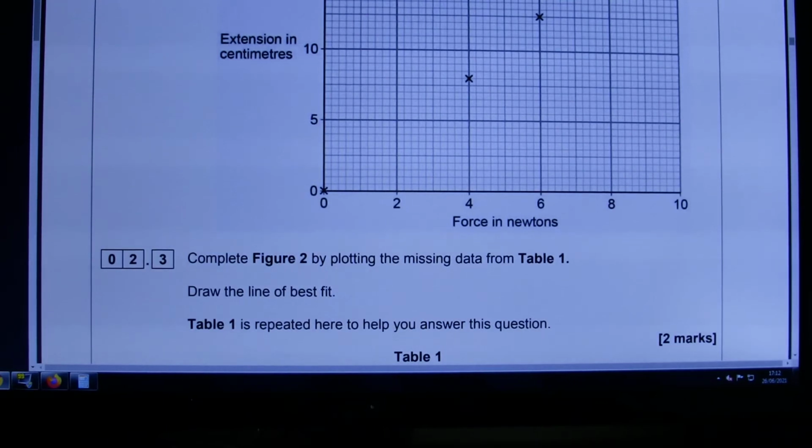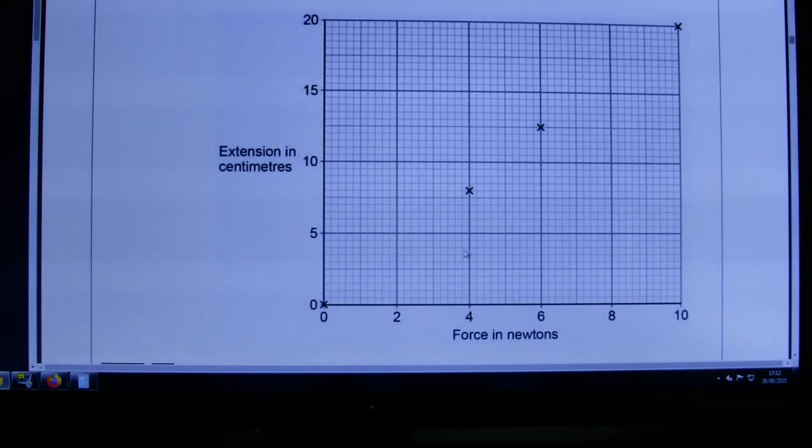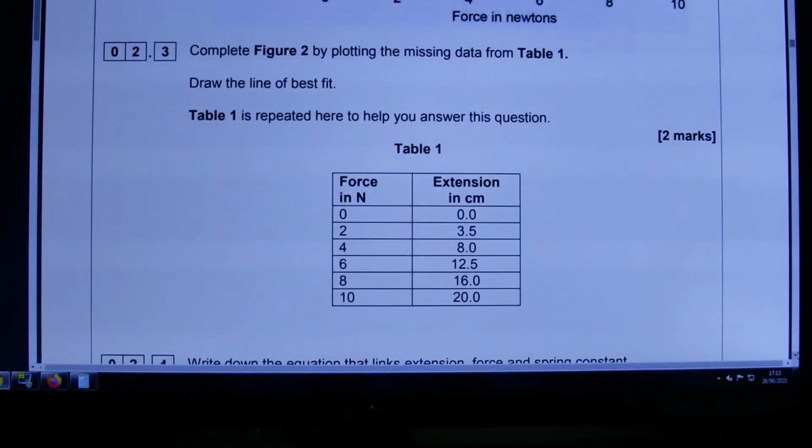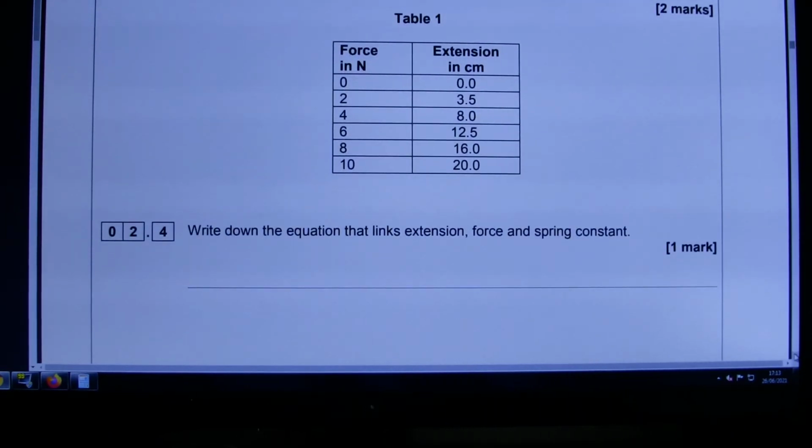Complete figure 2 by plotting the missing data. Put a 2, 3.5 down there, and an 8, 12. No, 6.5. 8, 16. They're just going to want two x's added into the thing. Draw the line of best fit. Yeah, 8, 16. It's just going to be a straight line, just right at the middle. One of those each side.